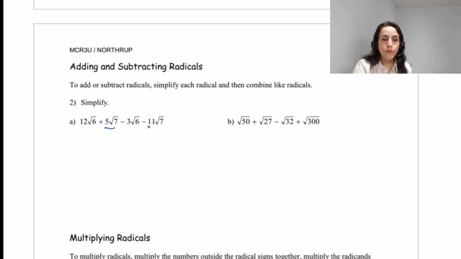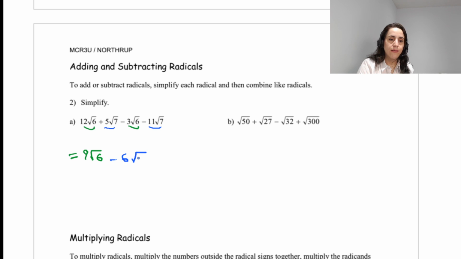Radicals, you can add them together if they are like radicals. You cannot add up radicals that are not alike. Then these two can be added together and the blue ones can be added together. Then 12 minus 3 is going to be 9 radical 6, and 5 minus 11 is going to be minus 6 radical 7. And I cannot simplify this radical more than this. I'm going to leave it as it is.